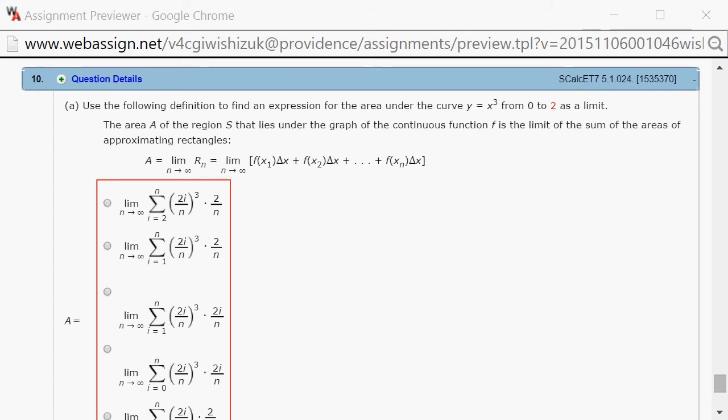Alright, let's look at homework 5.1, problem number 10. We want to use the definition of area to find the area under the curve y equals x cubed from 0 to 2. Alright, so let's do that.